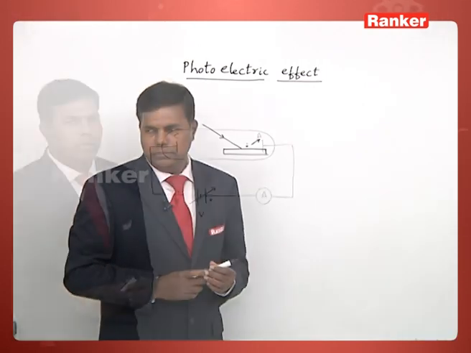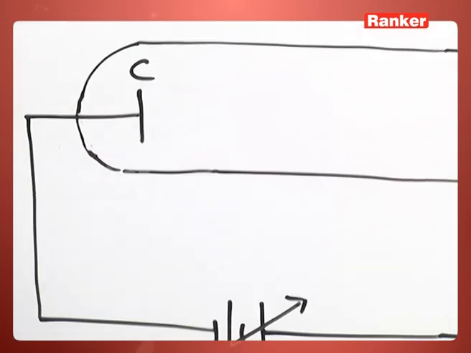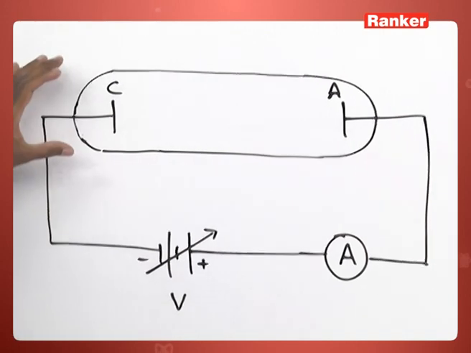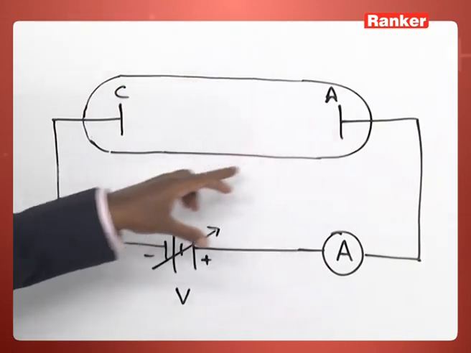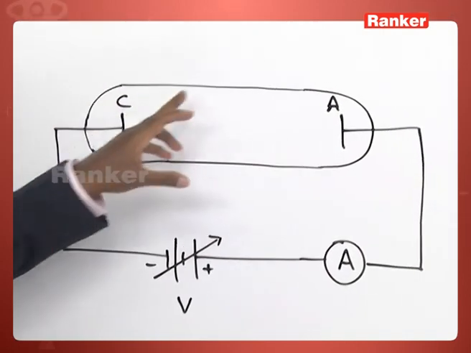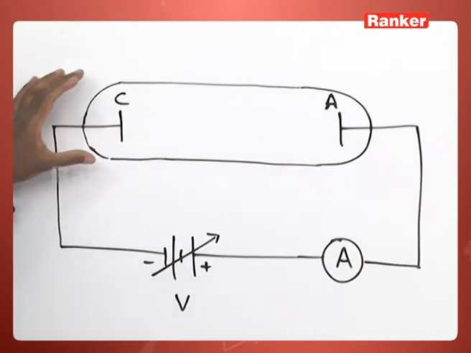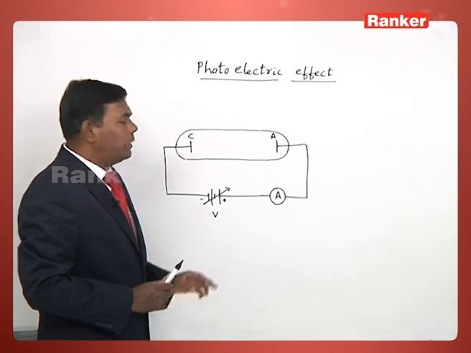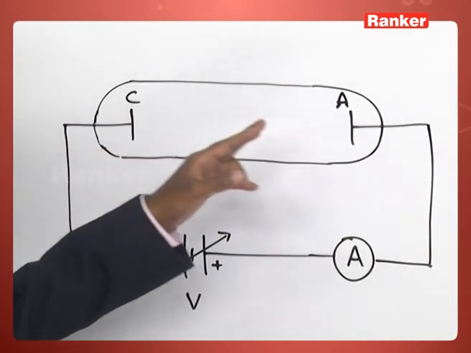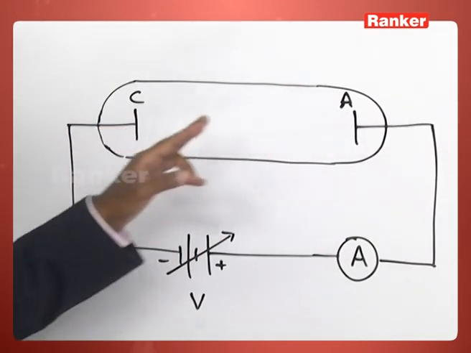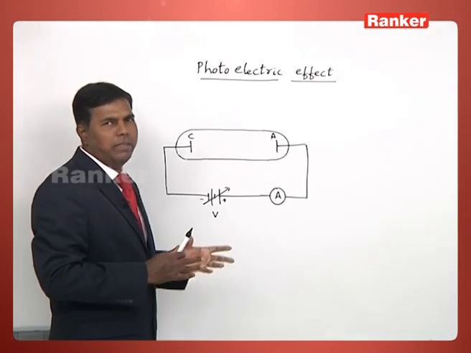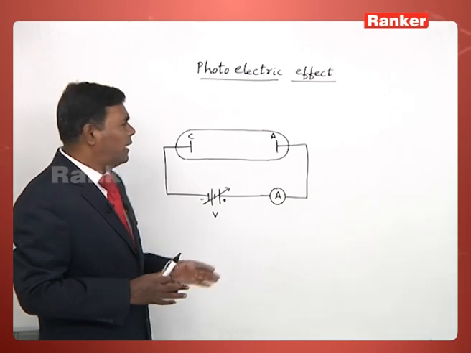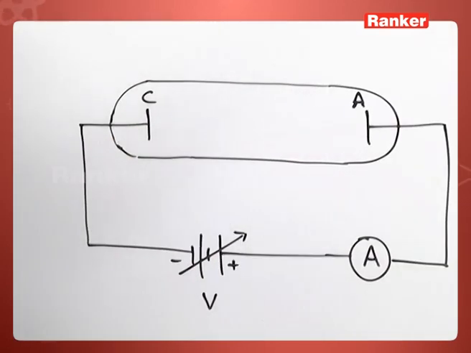We will see that now. This is an experimental arrangement to demonstrate photoelectric effect. What we have is a highly evacuated quartz bulb, that is, there is a perfect vacuum inside the quartz bulb. There are two metal plates placed inside the bulb, one cathode and another anode. Both of them have the same dimensions and are made of the same metal, and they are separated by some distance.